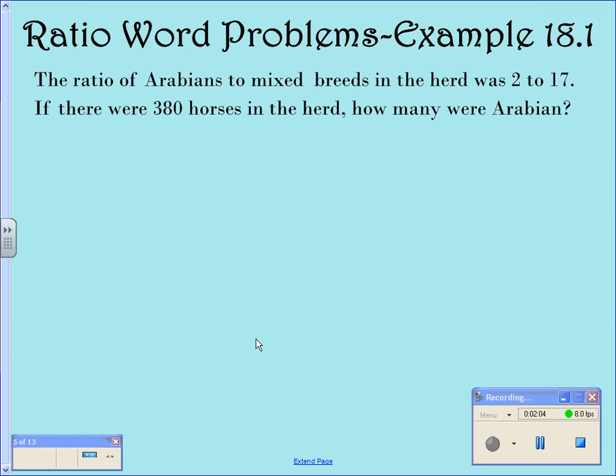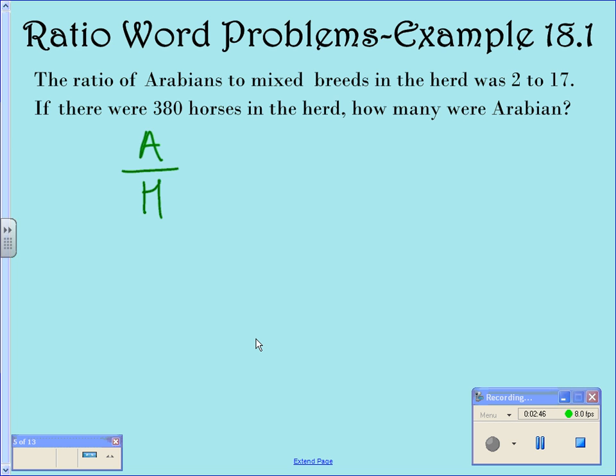All right, so here's an example of what the problem looks like. The ratio of Arabians to mixed breeds in the herd was 2 to 17. So we want to first start by setting up our ratio. Okay, Arabians to the herd. You always want to start by saying, what is my ratio? That way later you're not like, does that make sense? I'm forgetful.